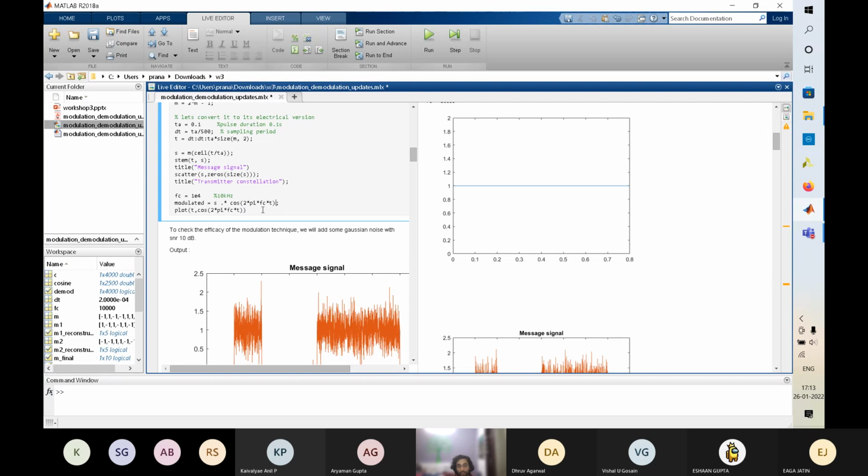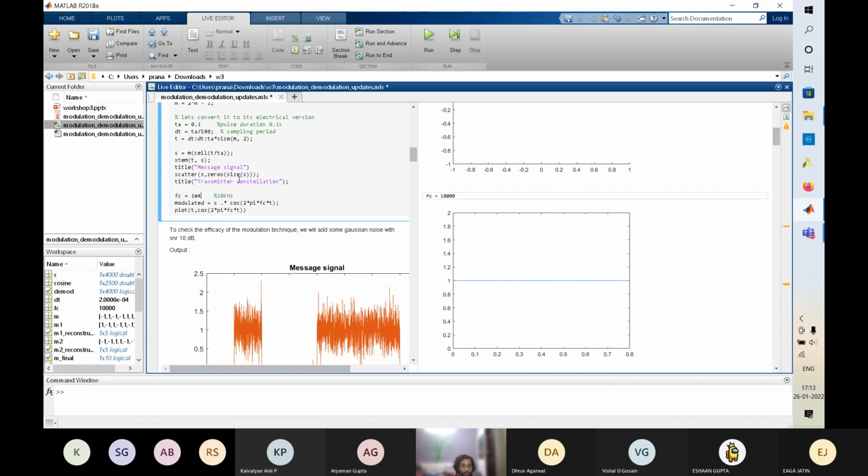So what is happening is the FC and the T that we have taken, they are very close. So cos 2 pi FC is always 1 on all the samples that we are taking. So in these cases, we have to either decrease the... so what we can see is FC is varying in time.